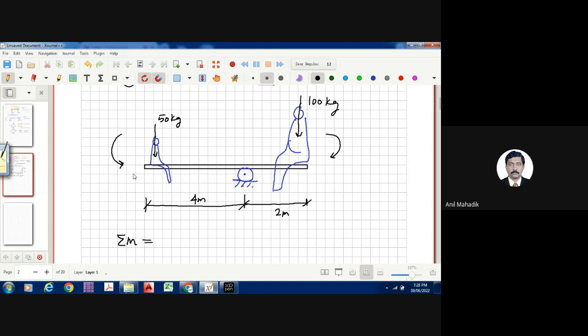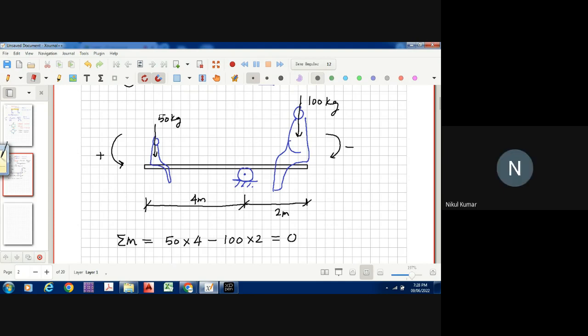50 into 4, anti-clockwise. Now you can assume whatever you like. Let's say anti-clockwise is positive and clockwise is negative. So 50 into positive 4, and this is minus 100 into 2. So what is the value? 0. So the moment is balanced. Generally we call it a balancing couple.